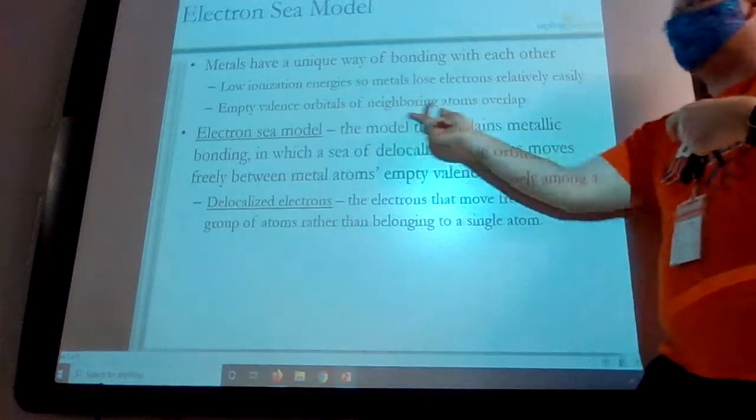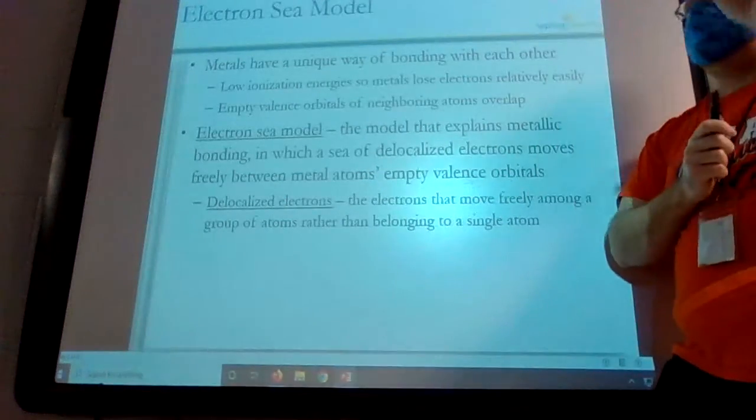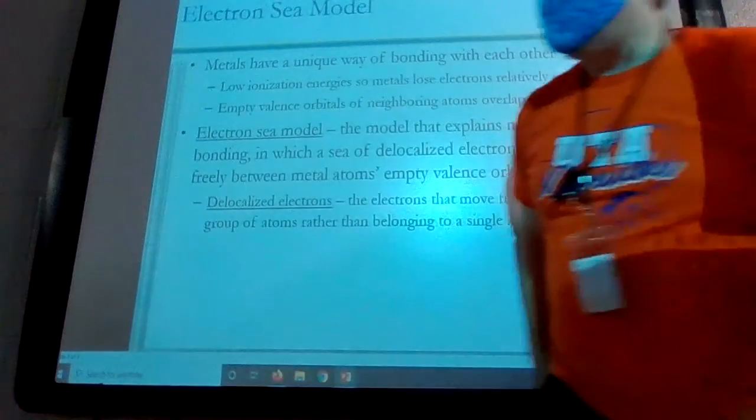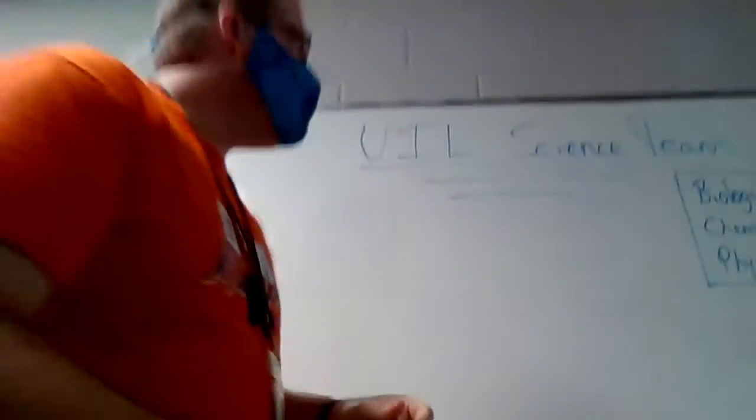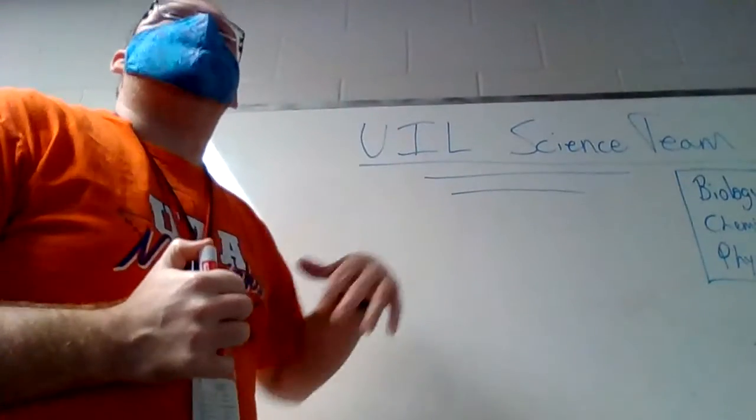Empty valence orbitals of neighboring atoms overlap. And this is kind of important. So when I have an atom, let me take this with me. When I have atoms of metal, let me go ahead and mention this before I forget.